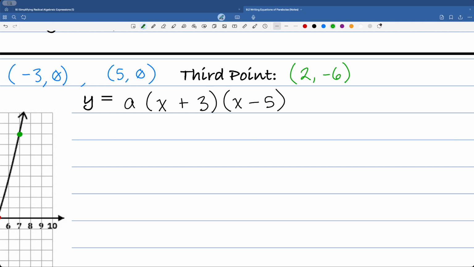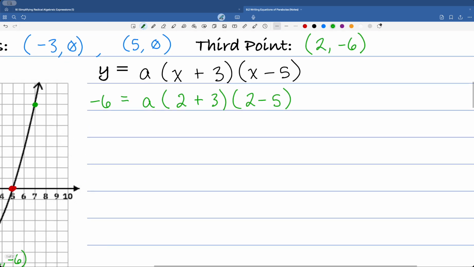We need the third point in order to solve for it. And since our third point is an x and a y, we're just going to substitute it into this equation. So our y is -6. It'll equal a times our x, which is 2. So 2 plus 3 times 2 minus 5. And then all we've got to do is solve for a from here. So we have our a, our 2 plus 3 is 5, and our 2 minus 5 is -3.